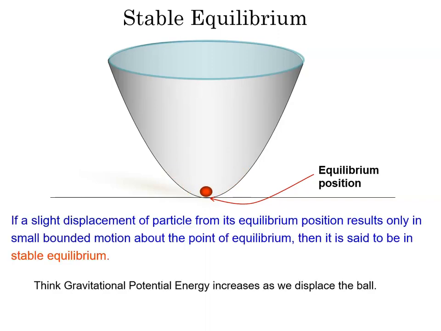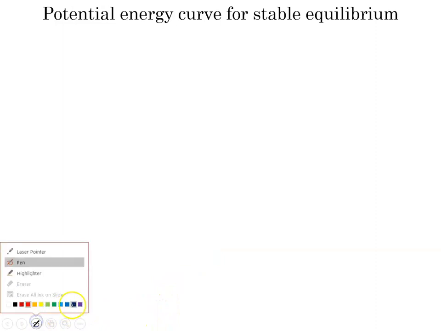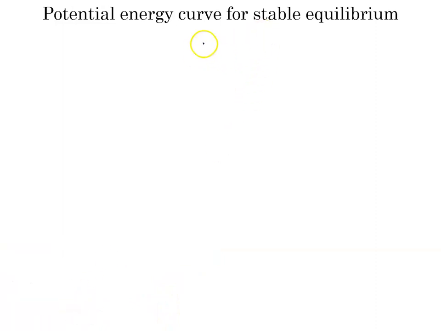Now, the potential energy curve for stable equilibrium. We all know very well the potential energy curve for the stable equilibrium is like this. That we know. Okay. Suppose you displace the particle toward the right side at this point, and let's say this displacement is plus x. This is the graph between the potential energy and displacement.